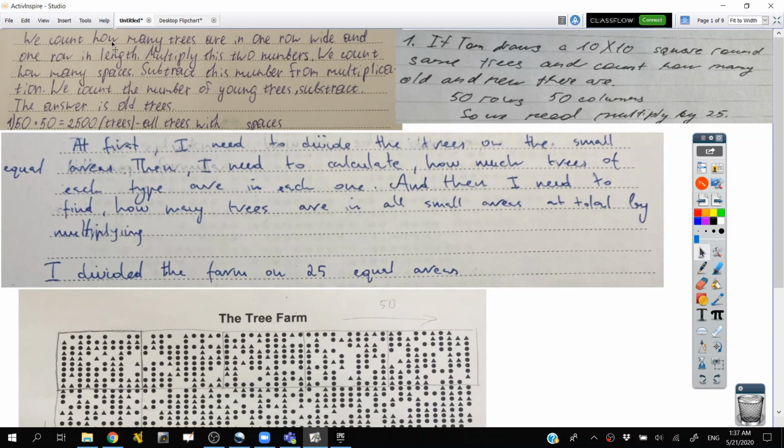So this person said, we count how many trees are in one row and how many trees are in one row in length. Sorry, so like across the top row here and across the side row here. And then multiply those two numbers, so you're finding how big the entire thing is. And you count how many spaces. So she's saying you include all of the spaces. You subtract that number from the multiplication because those are spaces, so you have to subtract them out. And then you count the number of young trees and subtract it for old trees.